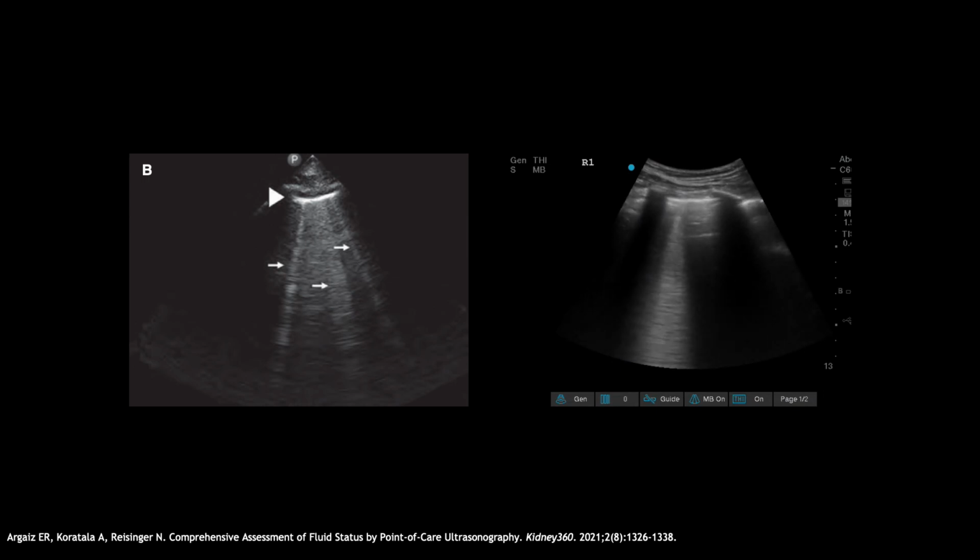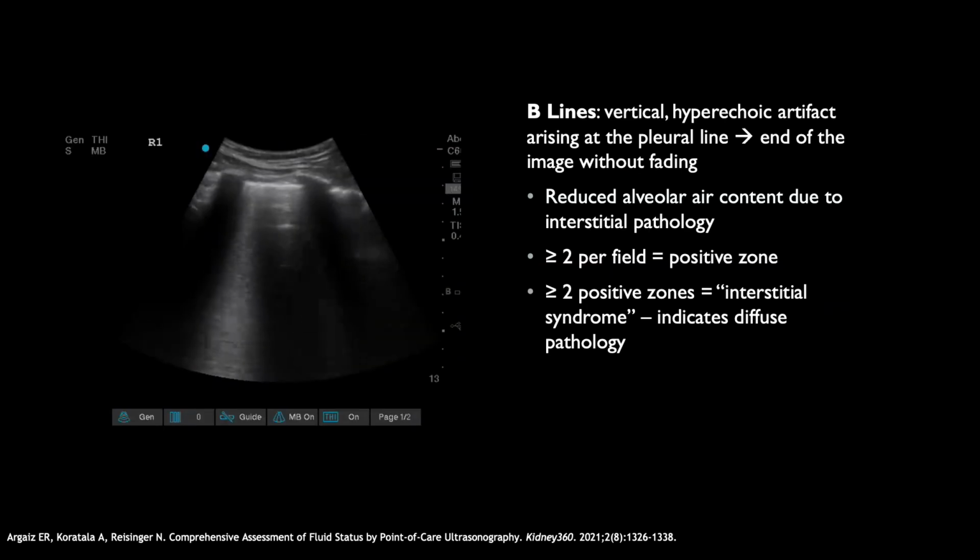The next thing we'll look at is the patient's B lines. These are defined as hyperechoic lines that extend from the pleural line to the most distal aspect of the ultrasound field without fading or becoming obstructed. B lines represent reduced alveolar air content due to interstitial pathology.